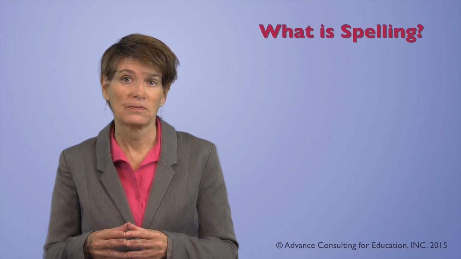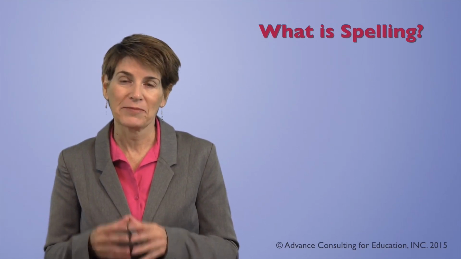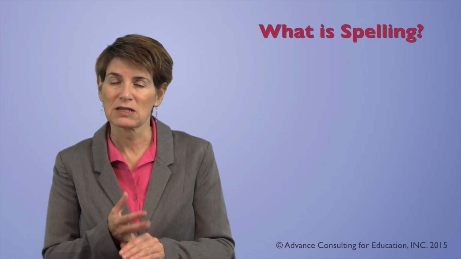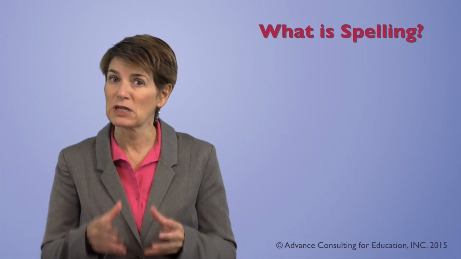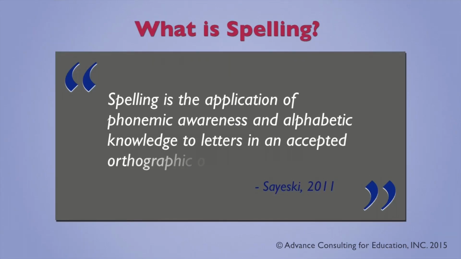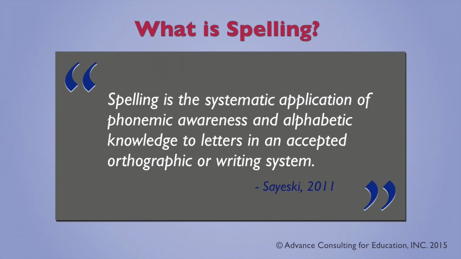our students actually need in order to be able to spell well. Here's a definition of spelling that I like, and why I like it is it's clear, it's concise, and it starts to draw out the different concepts that we need to focus on when it comes to teaching our students how to spell. So spelling is the application of phonemic awareness and alphabet awareness to letters in an orthographic or writing system. And if I were to make it even more precise, I would add the word systematic in front of application. So it's a systematic application of phonemic awareness and alphabet awareness to letters in an orthographic or writing system.